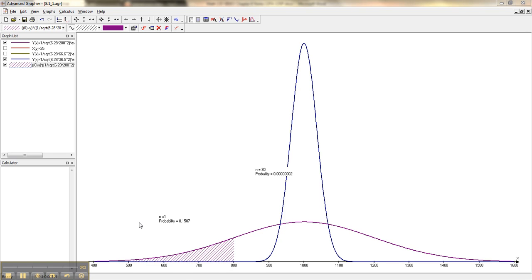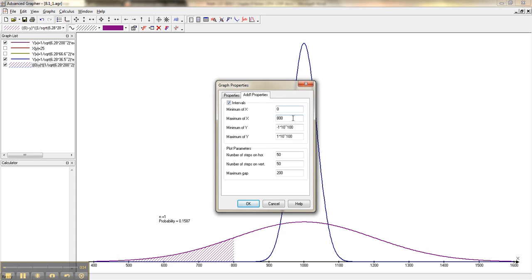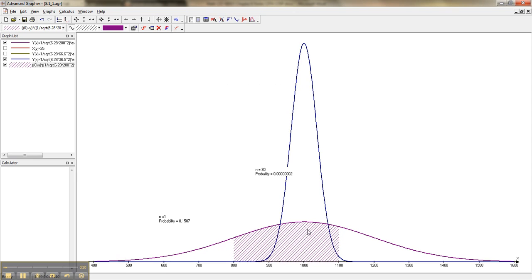So what happens if instead of looking at the tail like we were in the last problem, we're looking at the centers? How do the centers compare? So let me change this right here to working with, I want 800 to 1100 in this particular problem. There it is right there. That's the center. And I'll find that probability in a second.